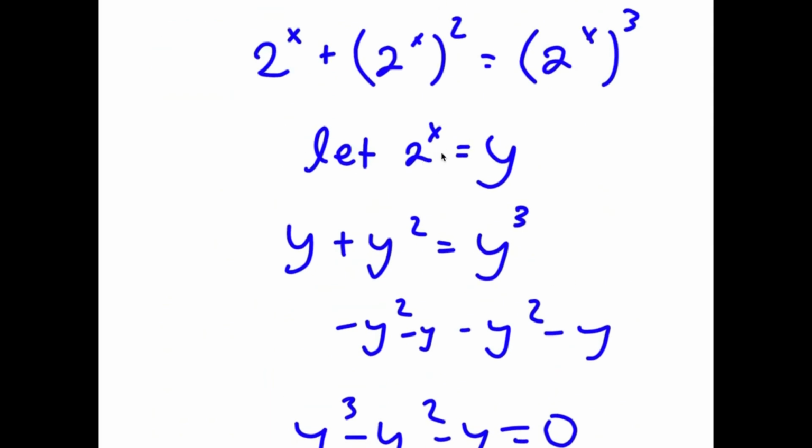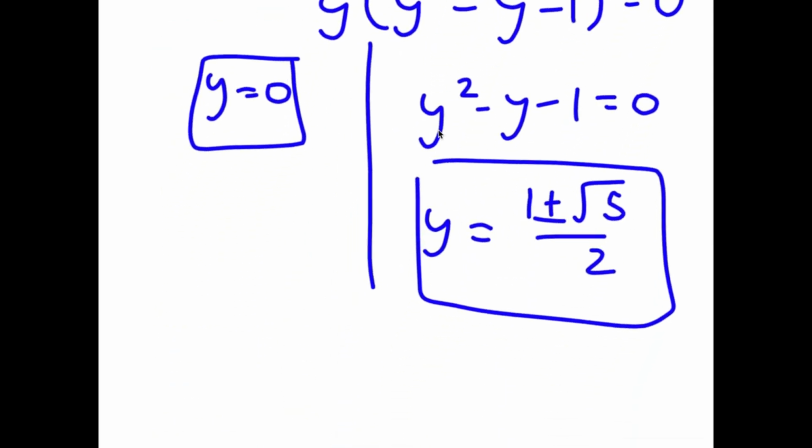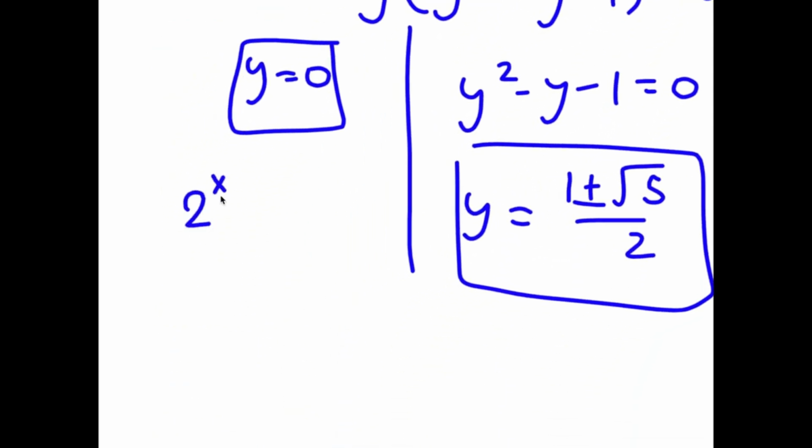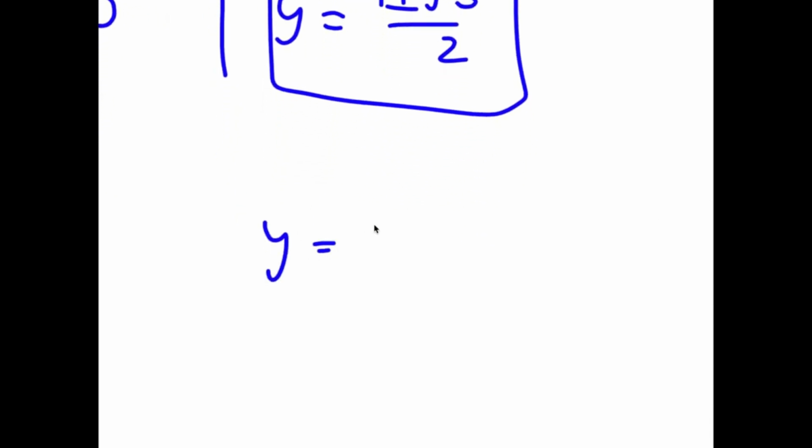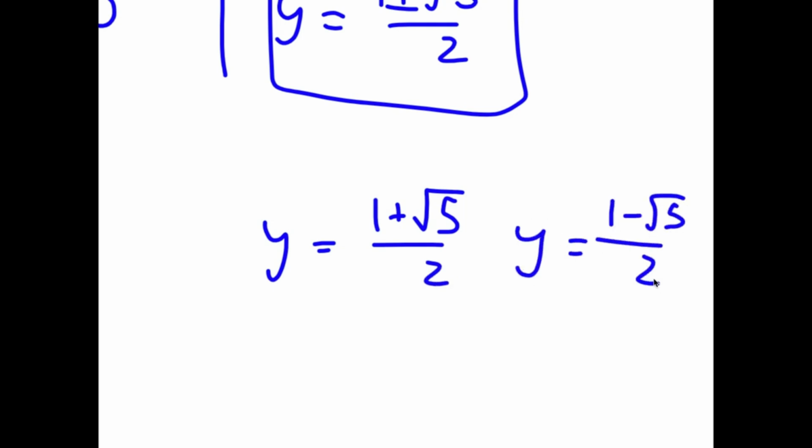Now remember how we set 2 to the power of x equal to y. So first off, I have 2 to the power of x is equal to 0. And you can't take 2 to the power of a number and make it equal to 0. So this is wrong, and there is no solution of x here. Now I have y is equal to 1 plus the square root of 5 over 2, and y is equal to 1 minus the square root of 5 over 2.